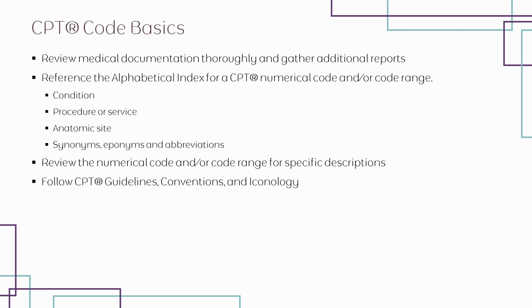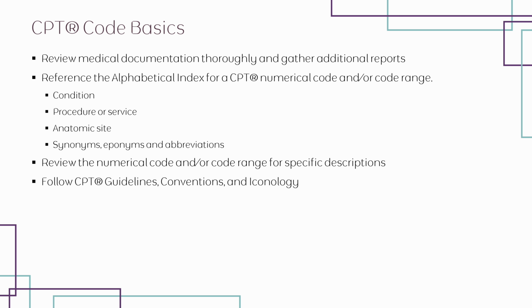To select the correct procedure code, there are a few basic rules that you should always follow to ensure accuracy. The first and most important step is to review the medical documentation thoroughly. Carefully read through the provider's notes, operative reports, and any additional documentation that is related to the encounter. Your goal at this stage is to fully understand the procedures or services that are actually performed so that you can select the codes that accurately reflect the care that is provided by the healthcare professional.